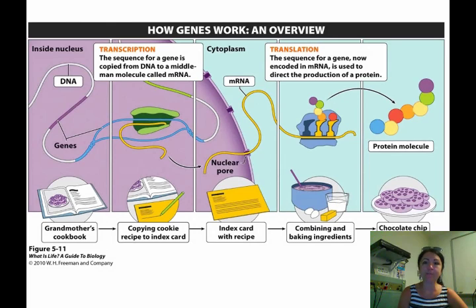Then translation: the sequence for a gene is now encoded in mRNA. It's used to direct the production of the protein. So this would be if you took your index card and you got out all of the supplies in order to combine this together and begin to think about making your recipe. Combining all of those baking supplies together, you can see there the strand of mRNA and those little circular dots at the top. Those are the amino acids that are being coded for in the mRNA, and they're being put together.